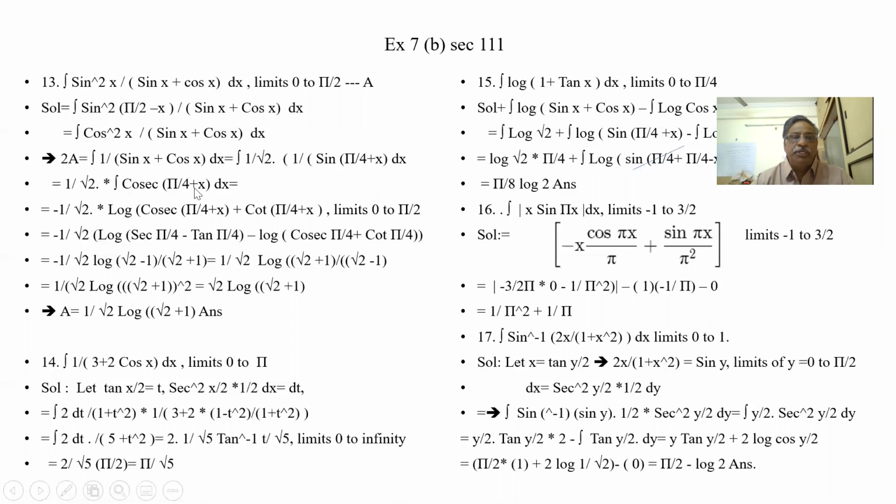So this becomes cosecant. We know the integration of cosecant x is minus log of (cosecant x plus cot x). This is minus log of (cosecant x plus cot x), limits 0 to pi by 2. When we apply 0 to pi by 2, what are we getting? Log of this is cosecant.